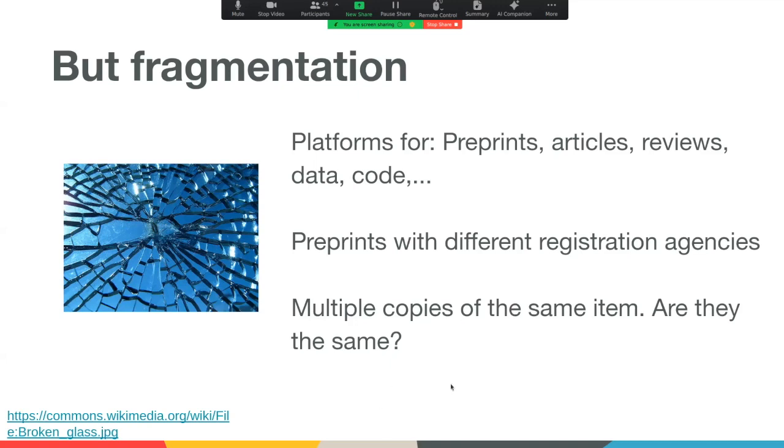Yeah, and I've mentioned, you know, there can be multiple copies of the same item in different places, and I think with preprints, it's a legitimate question as to whether they are the same thing, and without looking at the content, it's difficult to know.